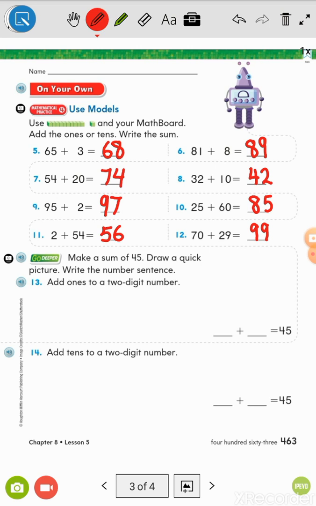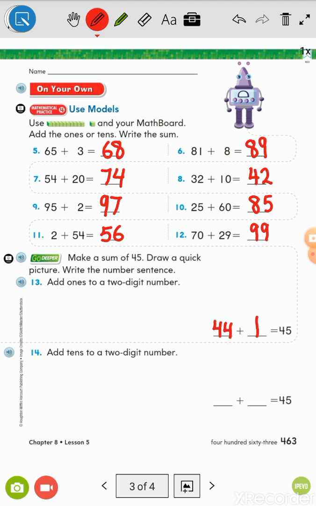Let's move to the next question. Make a sum of 45. Draw a quick picture. Write the number sentence. Add ones to a 2-digit number. So I need ones and a 2-digit number, and give me the sum of 45. I will accept any answer, but let me give you one of the possible answers. That is 44 plus how many? Plus 1 equals 45.